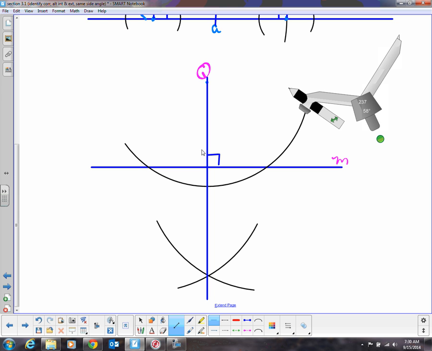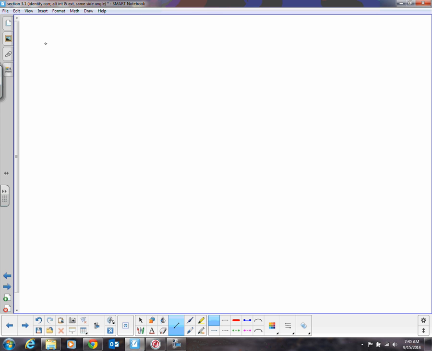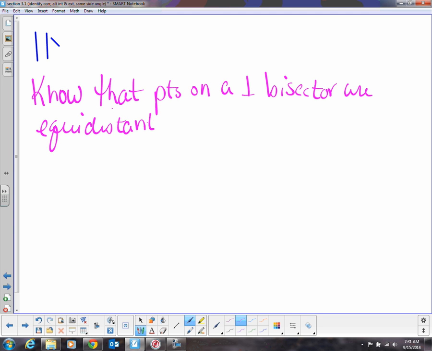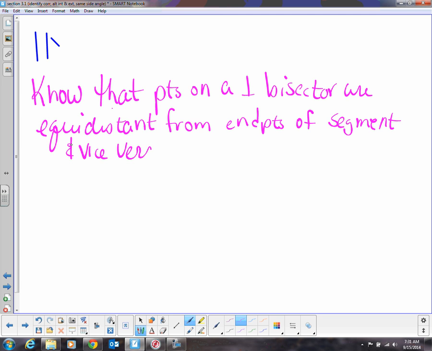Becky? 8? All right, let me see if I can draw this picture. Now, one of the objectives that I left off, so you might want to write this down, is you have to know that points on a perpendicular bisector are equidistant from the endpoints of the segment. And vice versa. You've got, I think, 2 questions that relate to this on your test.